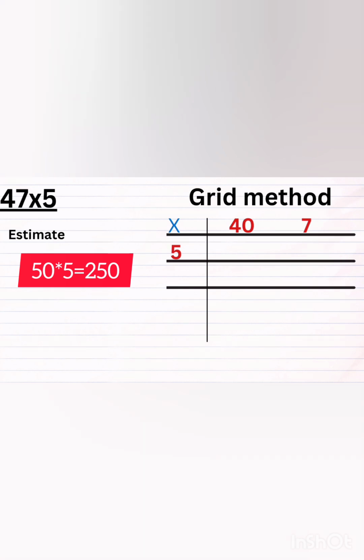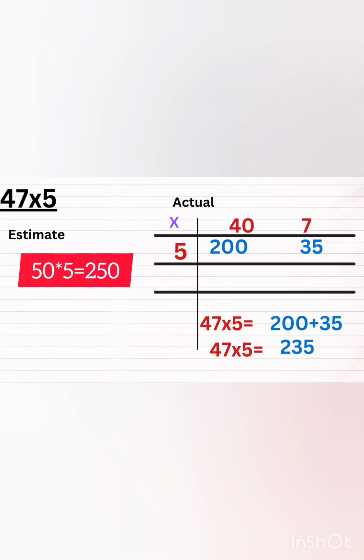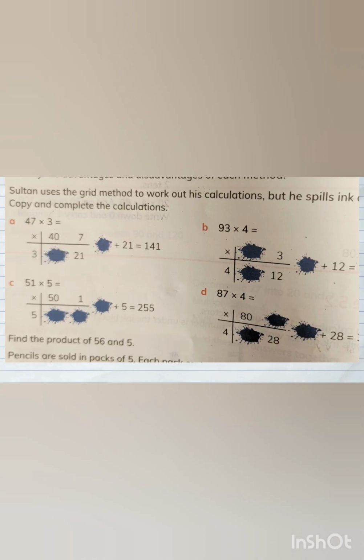Start multiplying. 5 times 40 is 200 and 5 times 7 is 35. Now when you multiply 47 times 5, it will be equal to 200 plus 35. Now you will add both numbers, 235. So 47 times 5 will be 235. How did you find this method? Did you find it easy? This is part A. I want you to do part B, C and D also.